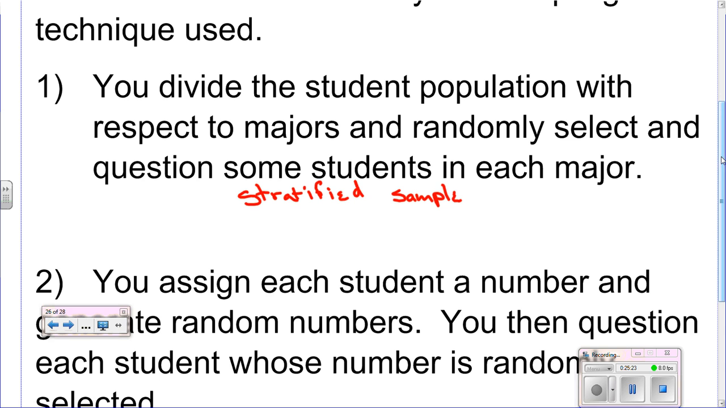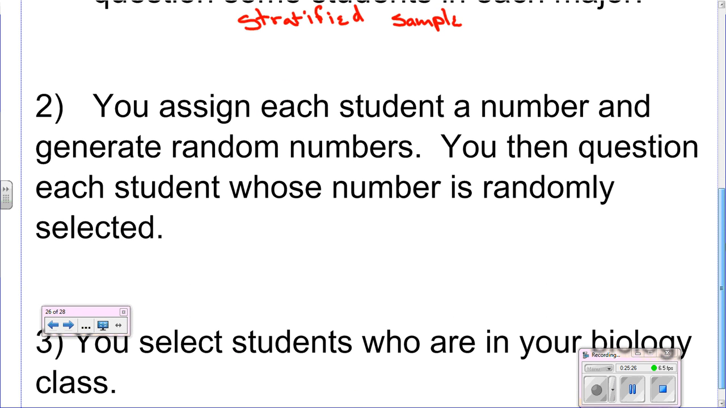Number 2, you assign each student a number and generate random numbers. Then you question each student whose number is randomly selected. So we gave everybody a number, generated random numbers, then questioned each student. This is a simple random sampling. That's because we gave everyone a number and then randomly generated the numbers that we were going to question.